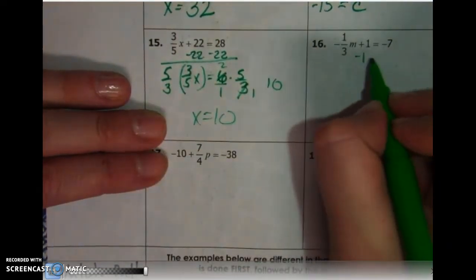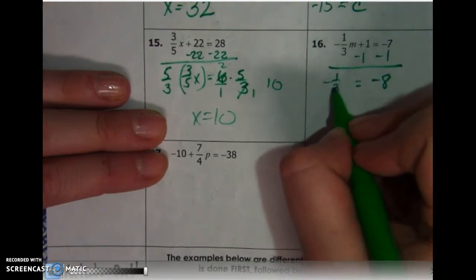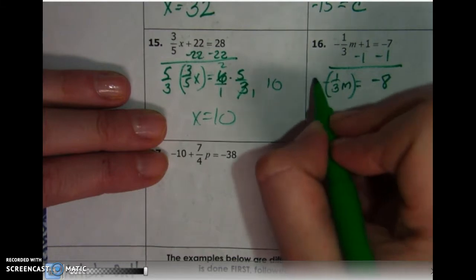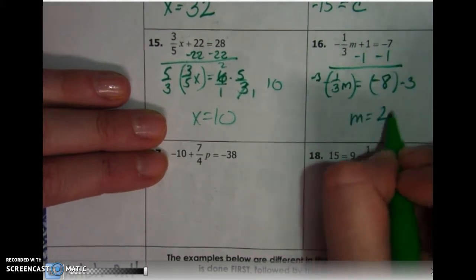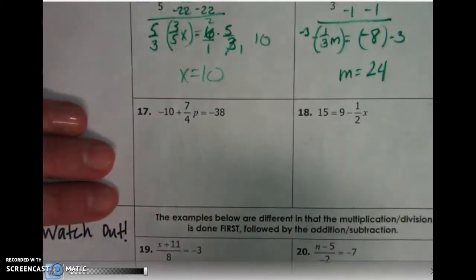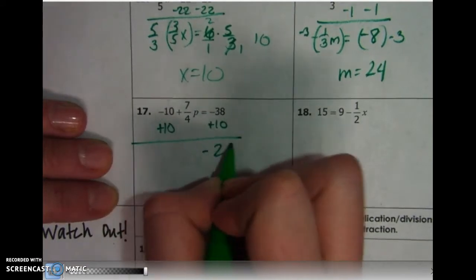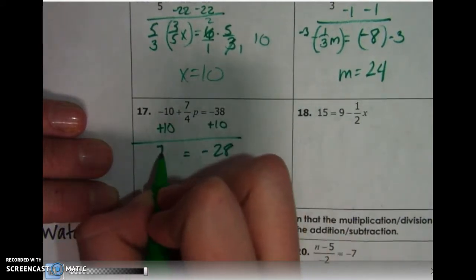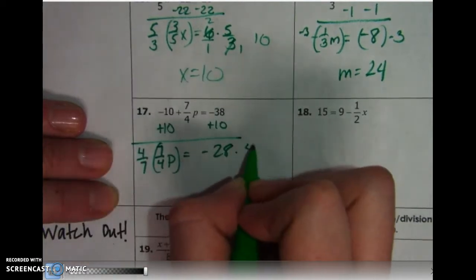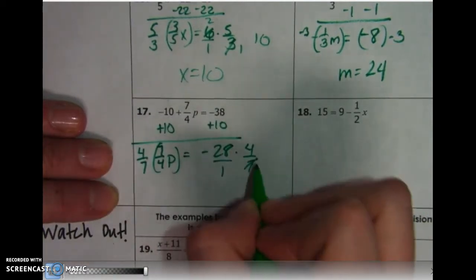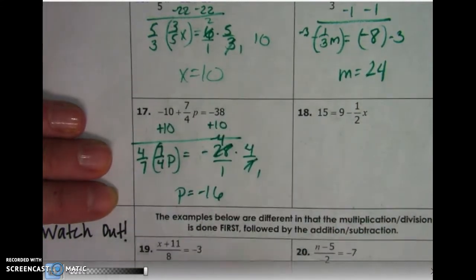Okay, over here I'm going to subtract 1. Negative 8. Negative 1/3 m. Multiply by the reciprocal, which would be negative 3. M equals 24. Down here, I'm going to add 10. Negative 28. 7/4 p times 4/7. I'm going to cancel. Negative 4, so p would equal negative 16.